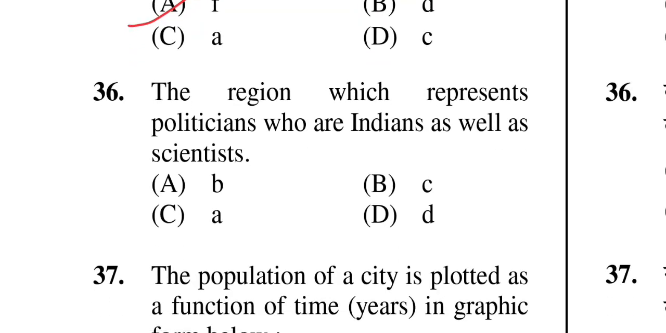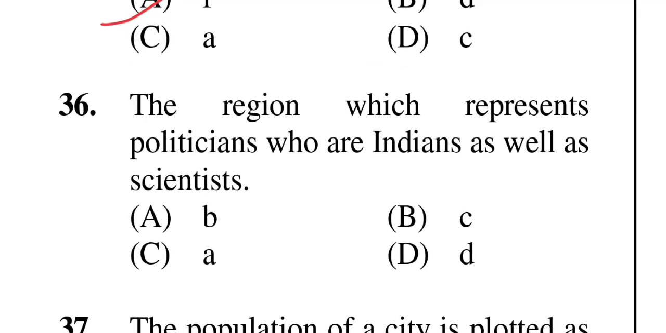Number 36. The region which represents politicians who are Indians as well as scientists: B, C, A, D. Look at the picture, then only it will be clear. You can take a screenshot, or you can pause the video, or you can go back in the video. So the correct answer of 36 will be C, A.